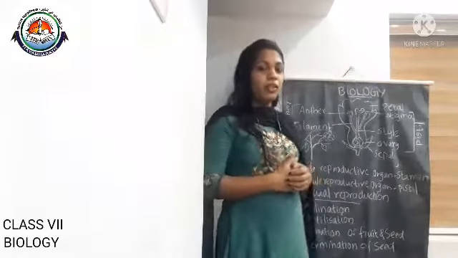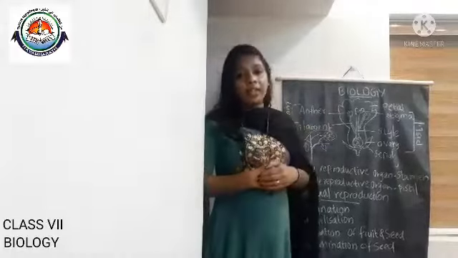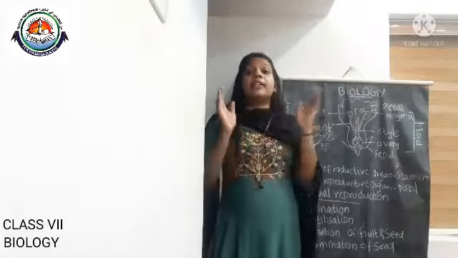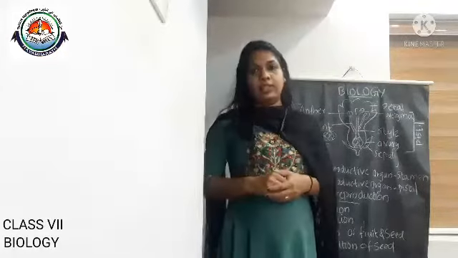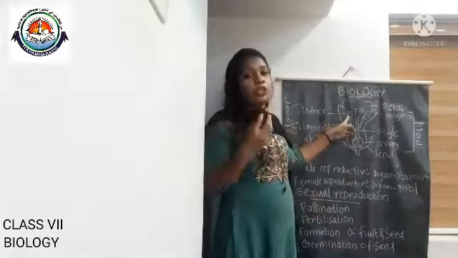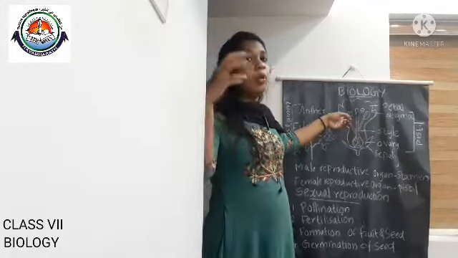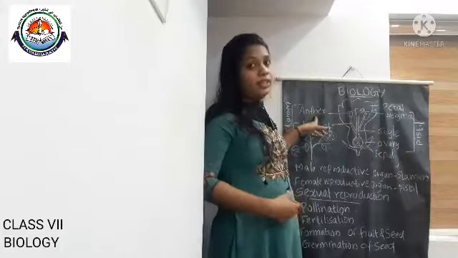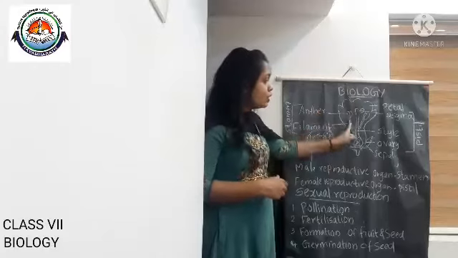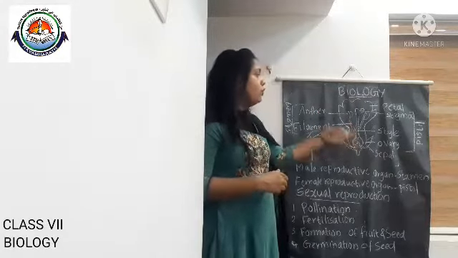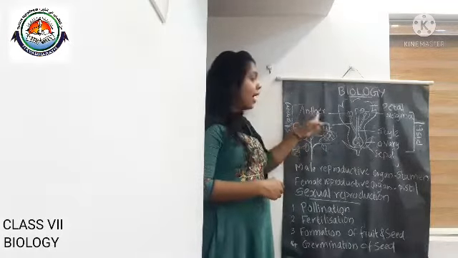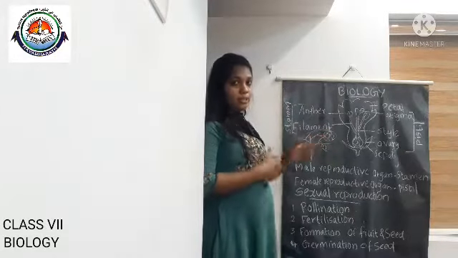Coming to the male reproductive part in detail, the stamen is the male reproductive part of a flower and it consists of 2 parts. The top portion contains the swollen part, which is called the anther. And there is a long stalk for the stamen, which is called the filament. So the stamen consists of an anther and a filament.